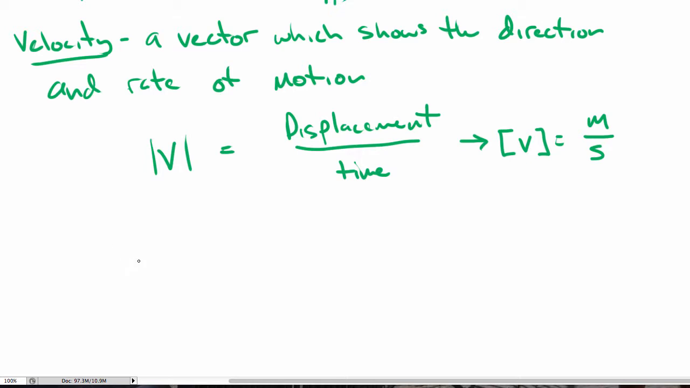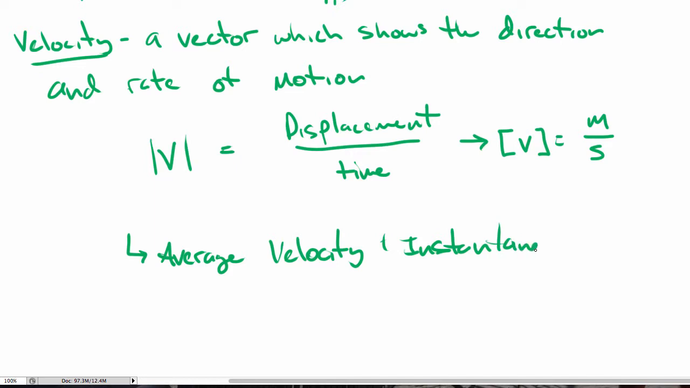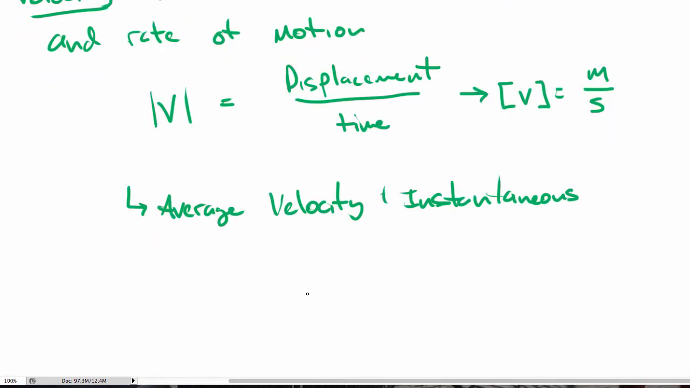There's 2 types of velocities that we're going to worry about. We're going to consider the average velocity and the instantaneous velocity. So let's talk about those 2 concepts. Start off with the average velocity.